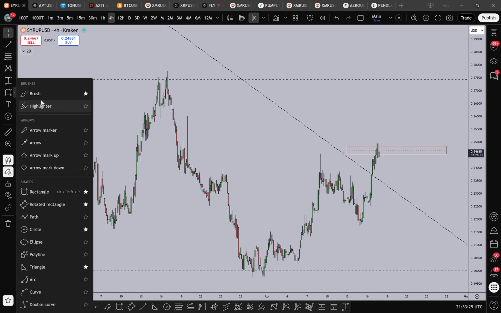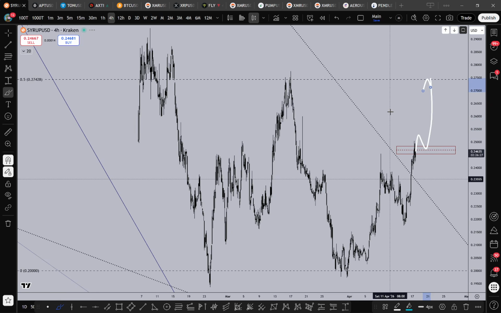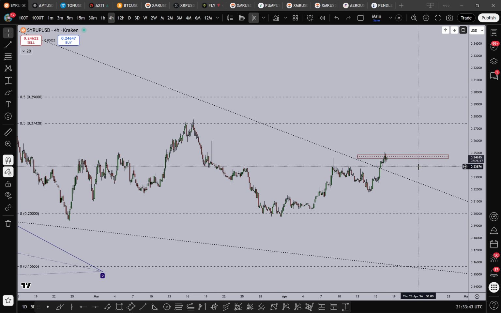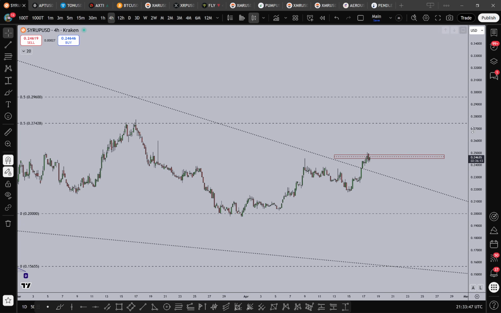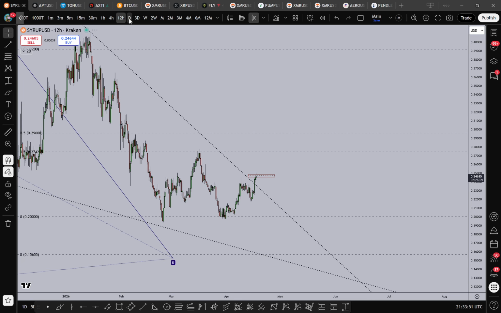But if you get above, then you're looking for that minimum. And it's all about tight risk with these trades, right? Because, percentage-wise, it's not like a crazy move. But with tight risk management, that's where the edge really comes in. That's why you should even bother trying to take these trades. But that's Syrup. Looks decent. So yeah, just keep an eye on some of these.